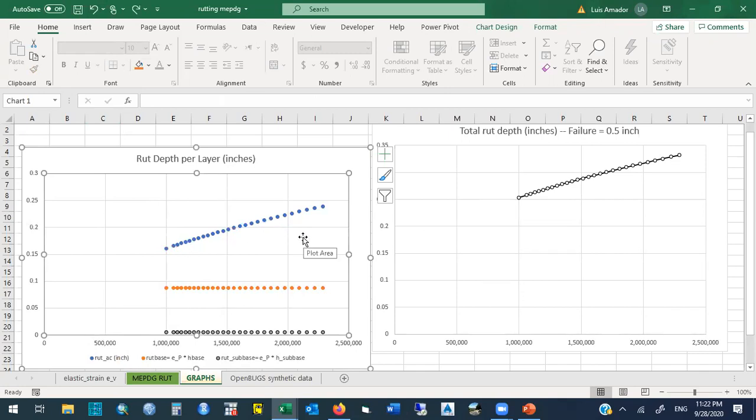So which layer should you concentrate on then to design, right, if you don't want this to happen? I know, this is pavement management. Exactly, the asphalt. Yes.